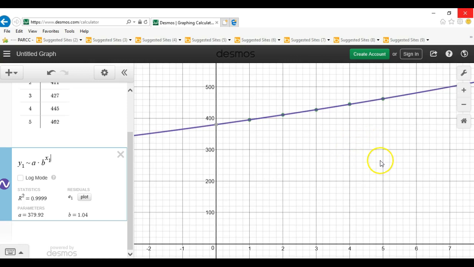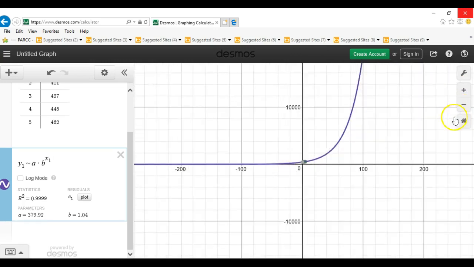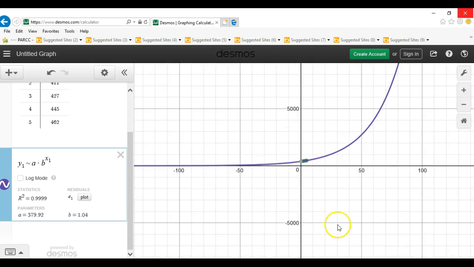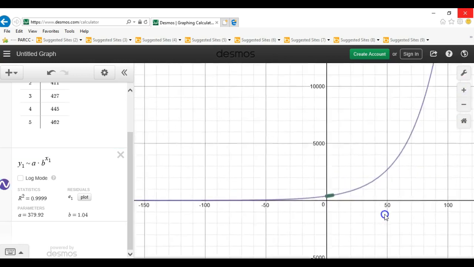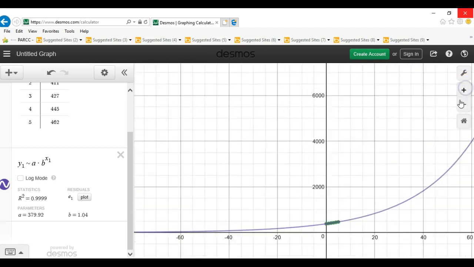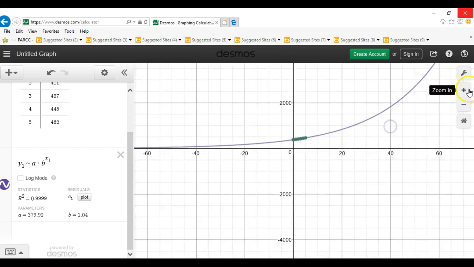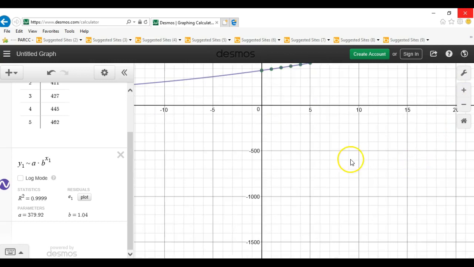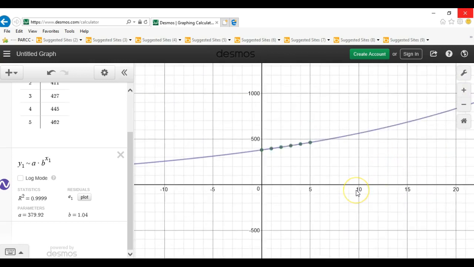Before we move on to writing the equation and then answering a question based on the equation, let me zoom out and show you that in fact this is an exponential function. So the part we were just seeing was just a section of that, but this baby certainly is exponential.